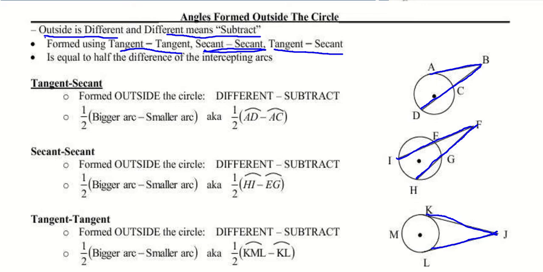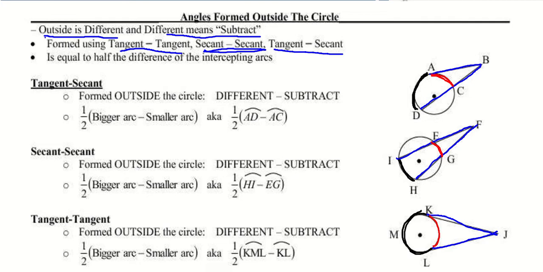So you can see the first time the two rays cut through the circle, I'm making an arc that's closer to the angle. So AC looks like EG or KL. We're getting this first arc, and then the rays continue through, and it creates a second arc. Here it's AD, here it's IH, here it's KML.